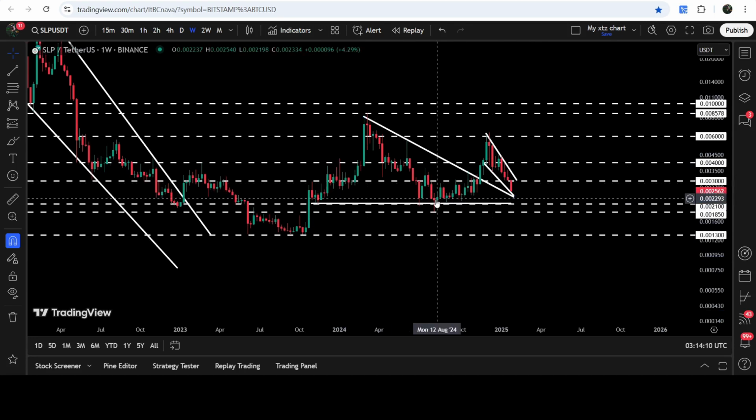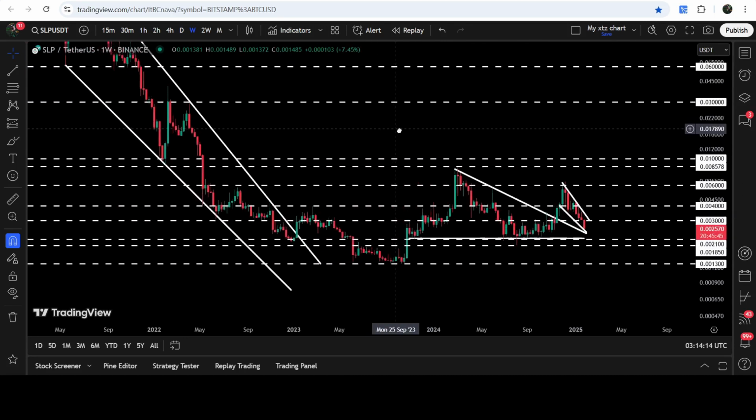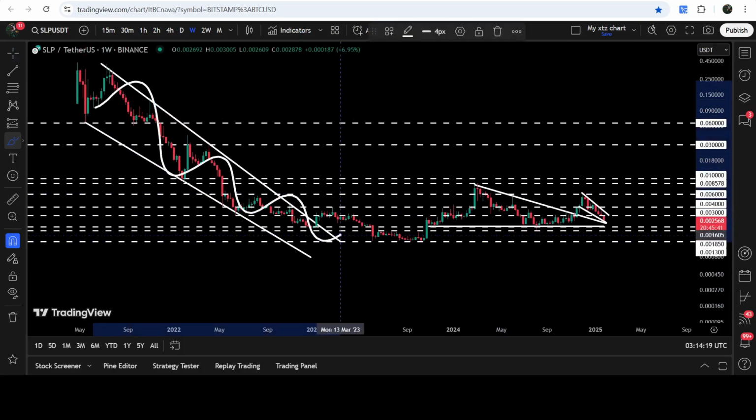And I would also like to show you this recent breakout from this descending triangle, and a very, very massive breakout that is happening here on the 7 days time frame chart from this big and long-term falling wedge pattern.